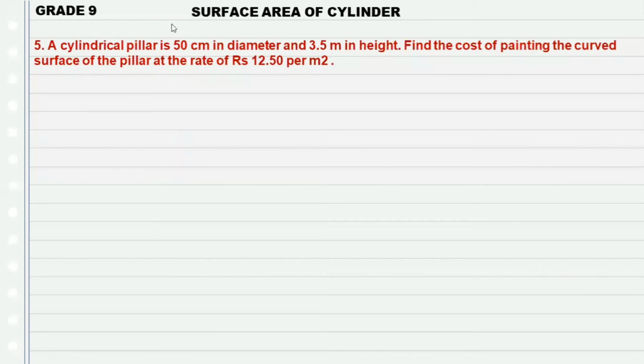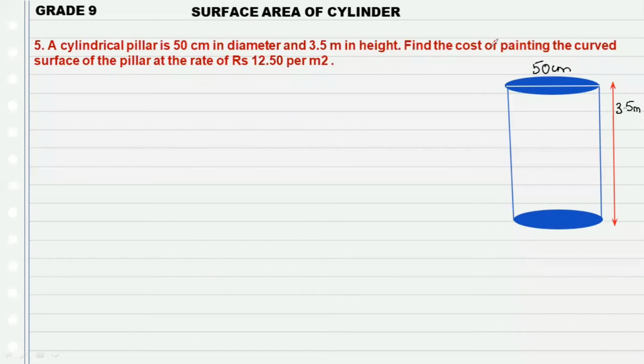In the fifth question, it is given that a cylindrical pillar is 50 centimeter in diameter and 3.5 meter in height. Okay, so that's a cylindrical pillar. Find the cost of painting the curved surface of the pillar at the rate of rupees 12.50 per meter square. Now here in this question, they have just to paint the curved surface area. So we will be finding only curved surface area, right? Once we get the curved surface area of the cylinder, we'll have to find the cost of it at the rate of rupees 12.50 per meter square.